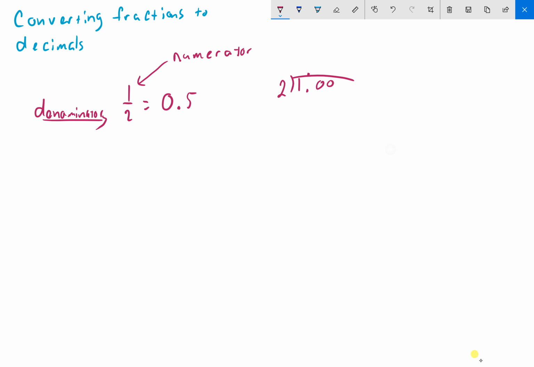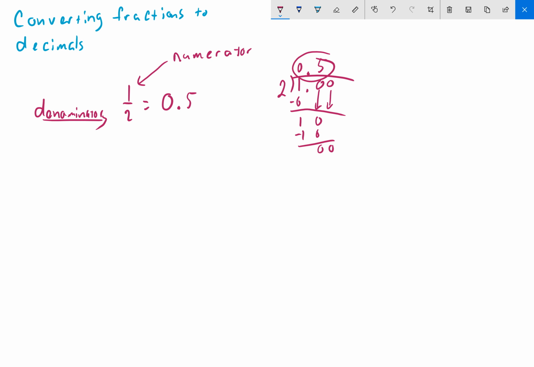So I say, how many times does 2 go into 1? And the answer is 0, so 0 times 2 is 0. And I subtract. 1 minus 0 is 1. Bring that down. I say, how many times does 2 go into 10? And I get 5. And 5 times 2 is 10. And you'll see there is no remainder, so I don't actually have to do anything. So 1/2 is the same as 0.5.